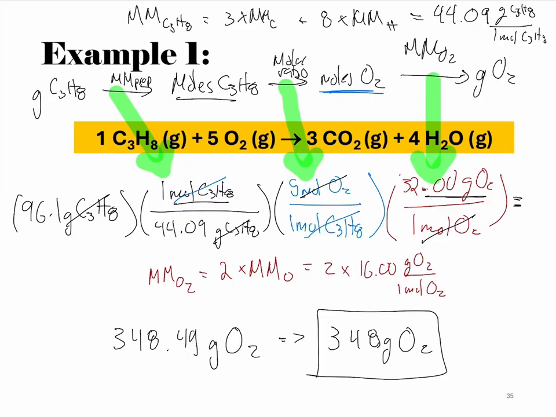And this makes somewhat sense, right? Because O2 and propane have relatively the same molar mass value, right? One's 32, the other one's 44. They're not that far off, but we need 5 times as much O2 to make this reaction happen per 1 mole of propane, right? So if we start with 96 grams of propane, we're probably going to need a good amount more of oxygen for this reaction to happen.